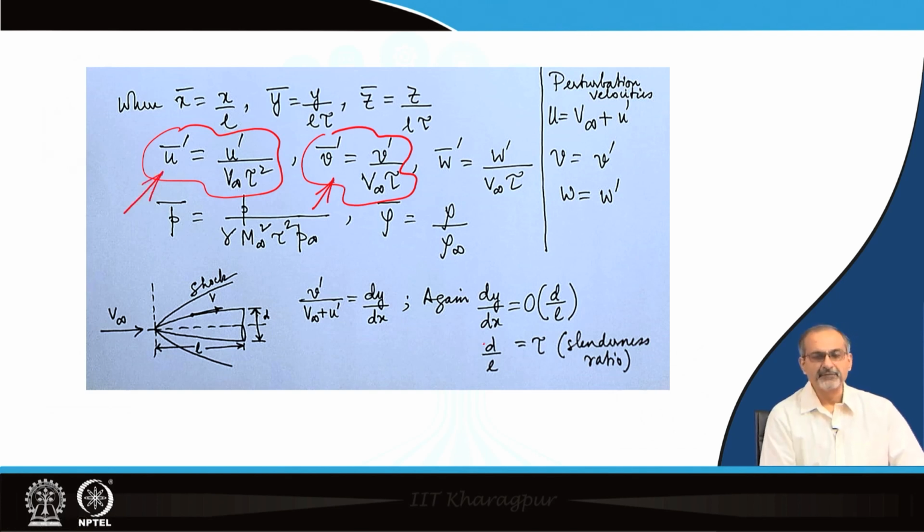Now, you see the difference between the u bar dash and the v bar dash non-dimensionalizations that we have used, which clearly indicates that u dash is much smaller compared to v dash, since both of those non-dimensional quantities are order 1 quantities, because they differ by an order of tau.